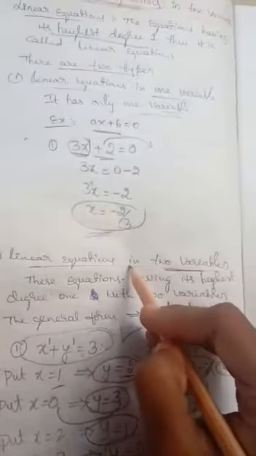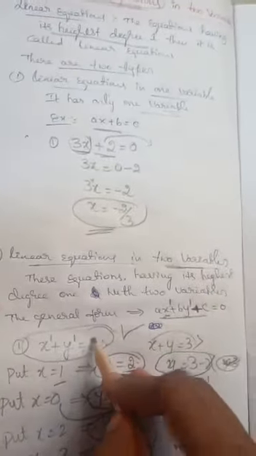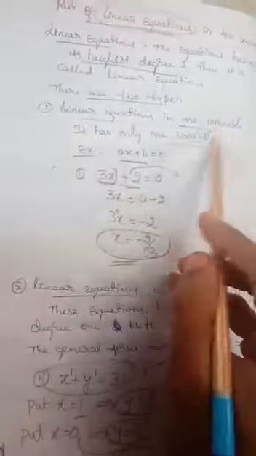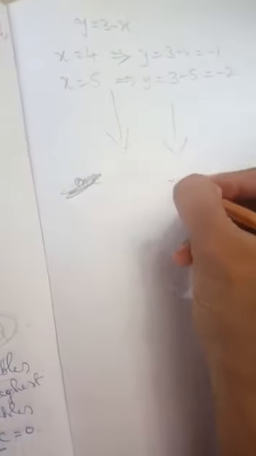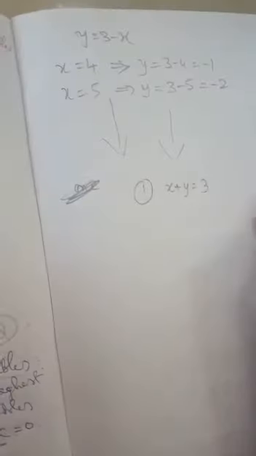Because of this reason, when we solve linear equations in two variables, we must have two linear equations. In a linear equation in one variable, only one equation is there, and it has only one solution. One solution, one equation. But in linear equations in two variables, there are two unknown values. Therefore, we must take two equations for solving. For example, x plus y is equal to 3 is one of the equations.